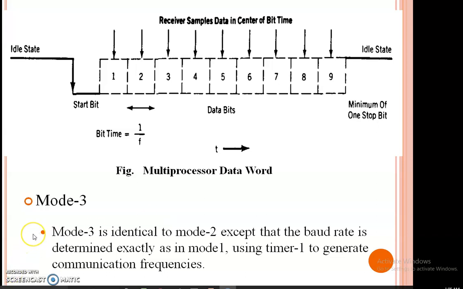So students, this is about serial communication. We have seen SCON and SBUF, two special function registers, and serial communication can be done in any mode. So serial communication of the 8051 has 4 modes, mode 0 to mode 3.